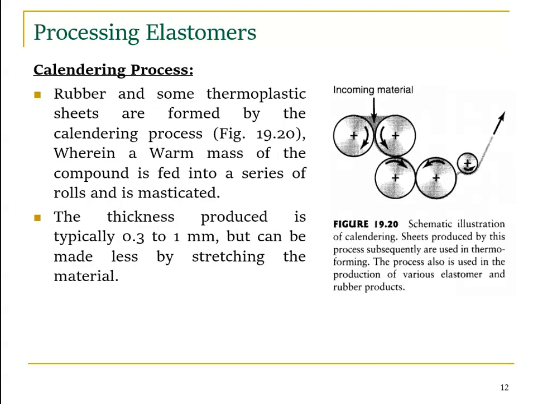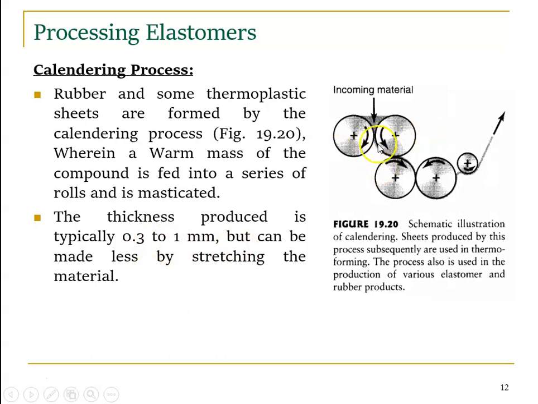One of the extrusion processes is the calendaring process, right? This is similar to our rolling process. Rubber and some thermoplastic sheets are formed by the calendaring process, which is shown in the figure, wherein a warm mass of the compound is fed into a series of rolls and a masticator. The thickness produced is typically 0.3 to 1 mm but can be made less by stretching the material, right?